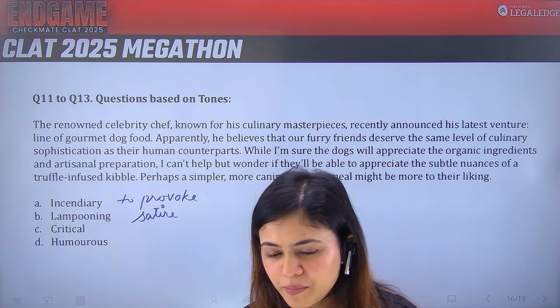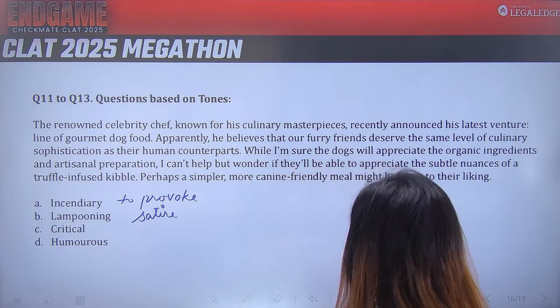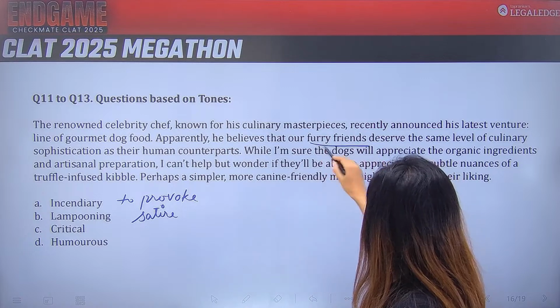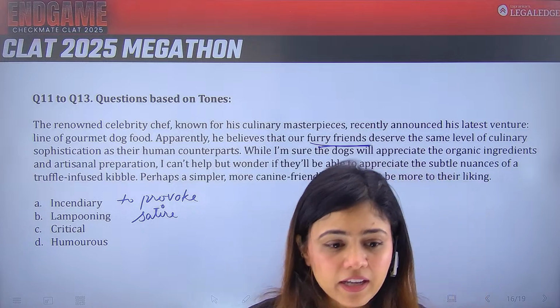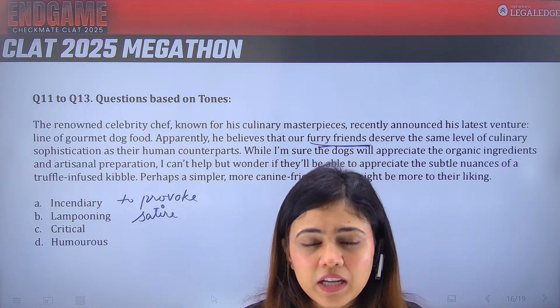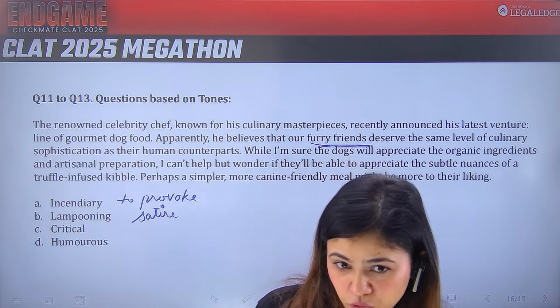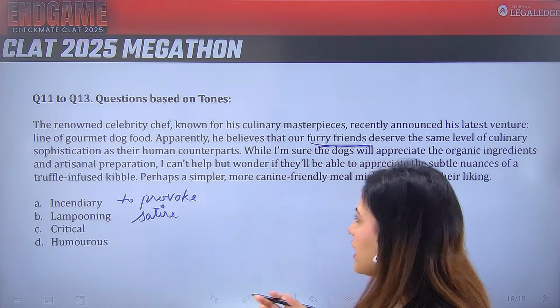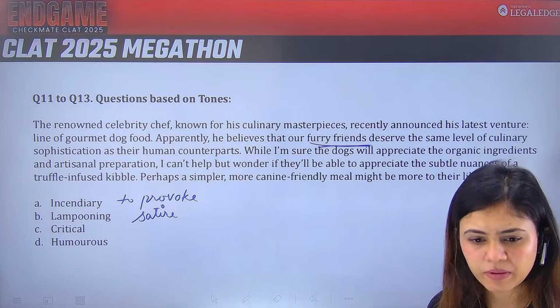Now the thing is, apparently यहाँ पे जो हमारे furry friends है, furry friends का मतलब होता है our dogs. ठीक है? They also deserve the same kind of culinary sophistication as we mere mortals do. जैसा खाना हम खाते हैं हमारे डॉग्स को भी उतना ही अच्छा खाना मिलना चाहिए. And the writer kind of agrees with it. हाँ ठीक है, अच्छा खाना तो उन्हें भी मिलना चाहिए.